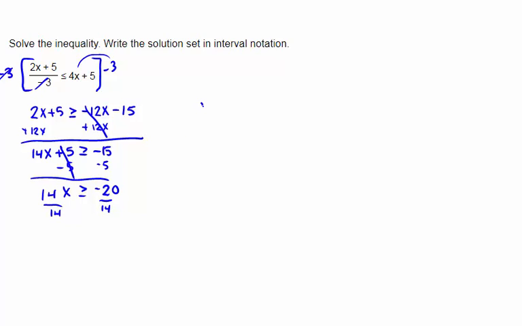So our inequality is going to look like x is greater than or equal to negative 20 over 14. Negative 20 over 14 is going to reduce. Both of those are divisible by 2. So that's going to give me negative 10 over 7. And it asked me to write the solution set in interval notation.